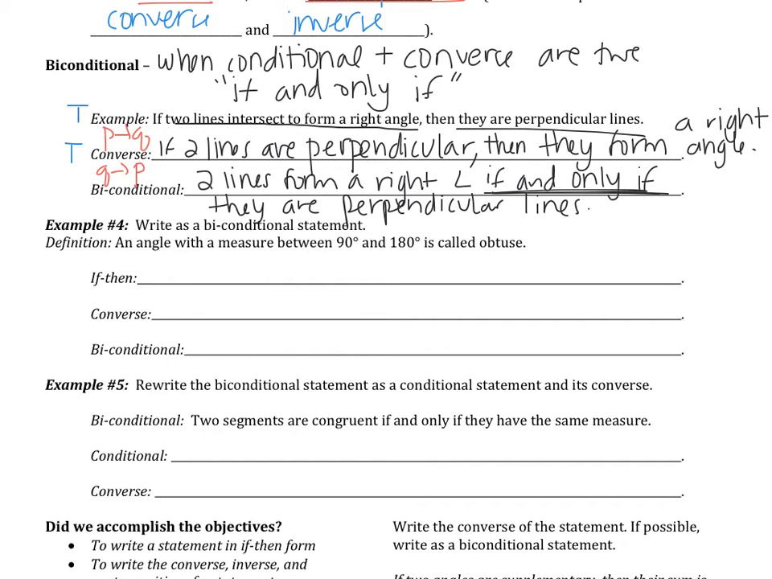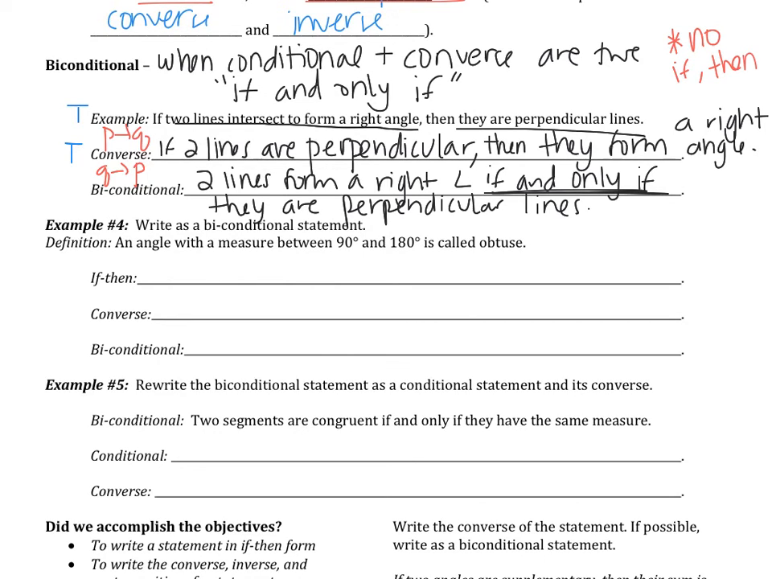So what you're going to notice is that a biconditional has no if or then. It only has the if and only if. So it doesn't have a beginning if. It has an if in the middle. So the biconditional: two lines form a right angle, if and only if they are perpendicular.